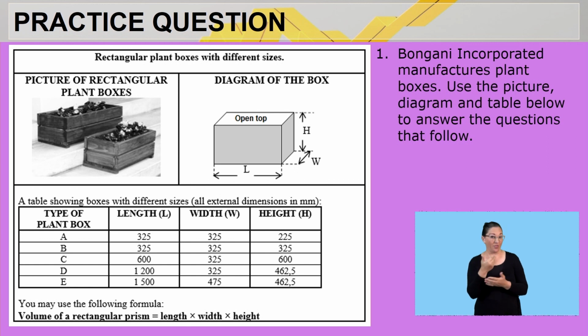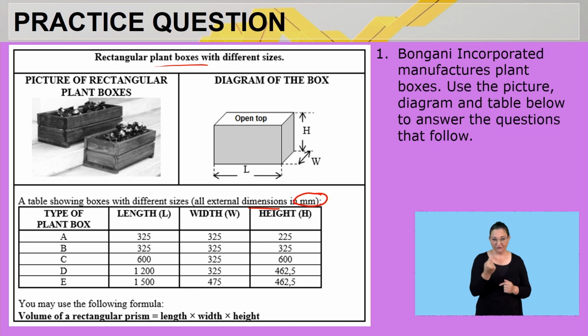So here we have the rectangular plant boxes with different sizes. All right. So on our left hand side there's a picture. Then on the right hand side there we see the diagram of the box that Bongani Incorporated is using. Right. Then as we indicated below that we have a table showing the boxes with different sizes. And please note all external dimensions are given in millimeters. Then we have the type of plant box, that is A to E. And then we have the length, the width, as well as the height of each of these boxes.